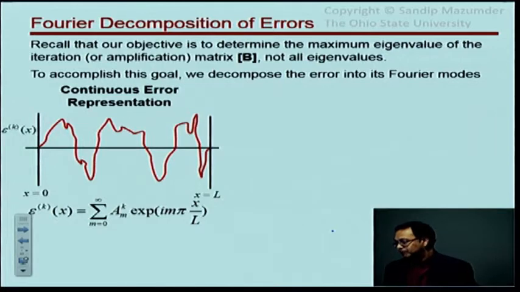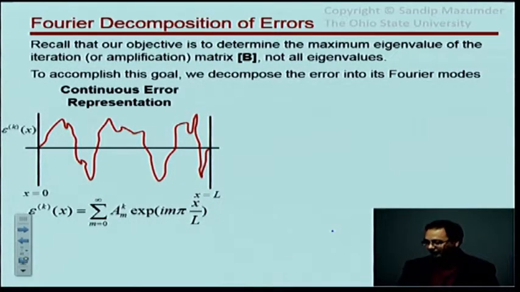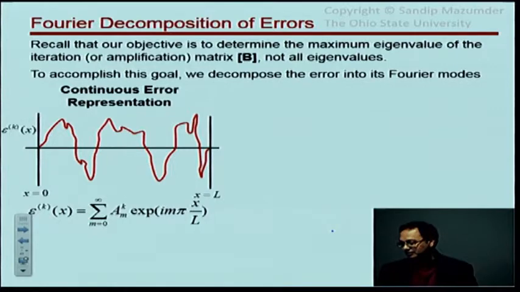Here is what, let's say, an error looks like. So what I'm plotting here is, this is of course a mock curve. I've just drawn something freehand, but your error may look like that. So suppose this is my error as a function of x at iteration k. Okay, and here is your x-axis from 0 to L for a one-dimensional problem.